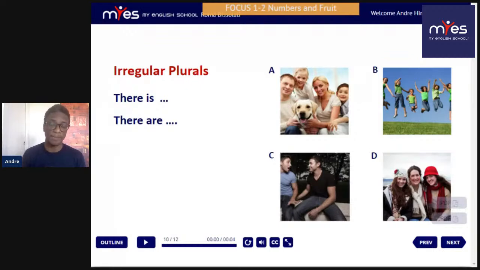It's very important. Remember, when you're speaking about a singular noun, we use there is. There is one dog. And remember, for plurals, we use there are. For plural, there are six people. In picture B, there are six people. Good job, guys. Very good, Larissa. There are three girls or three women.